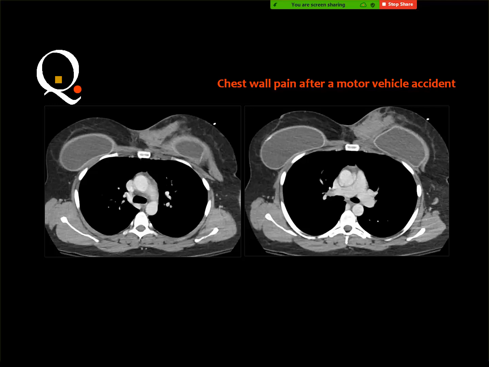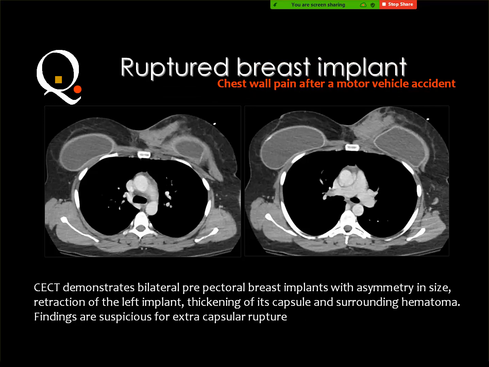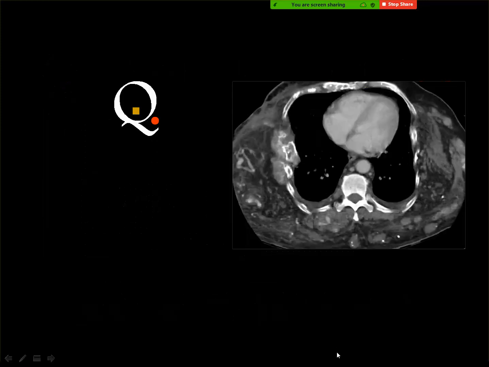Rupture of breast implant. Yes, very good. The left breast implant has ruptured because of the trauma, and you see the reaction in the subcutaneous tissue and the small, deformed size of the implant.